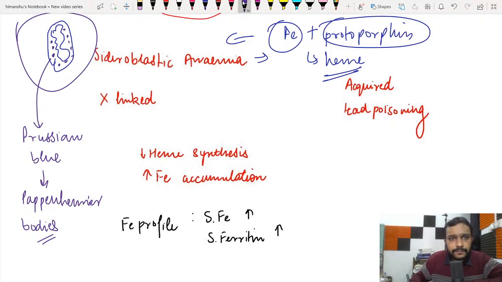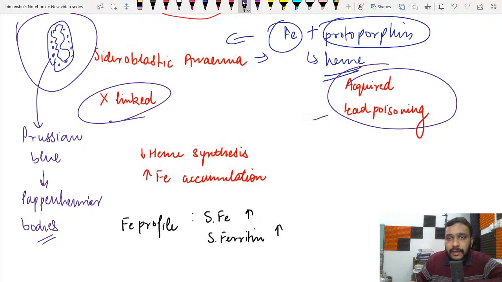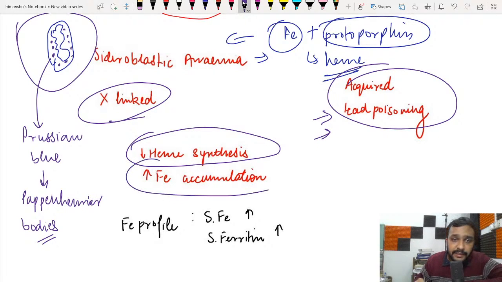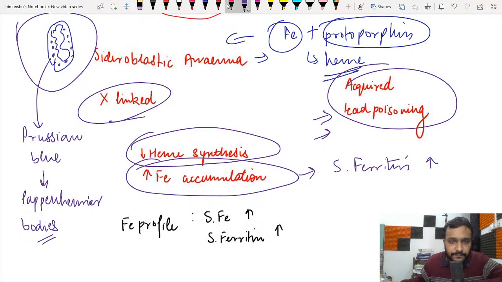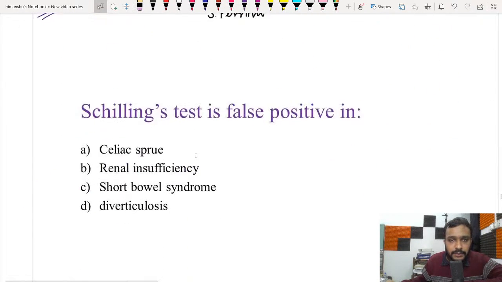It can be X-linked, or it can be acquired, and the acquired causes are lead poisoning, drugs, etc. There will be decreased heme synthesis and an increase in iron accumulation, so serum ferritin will increase.